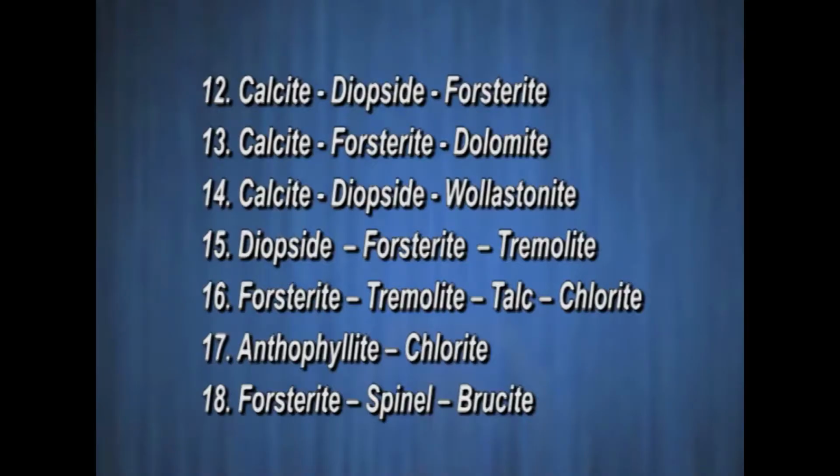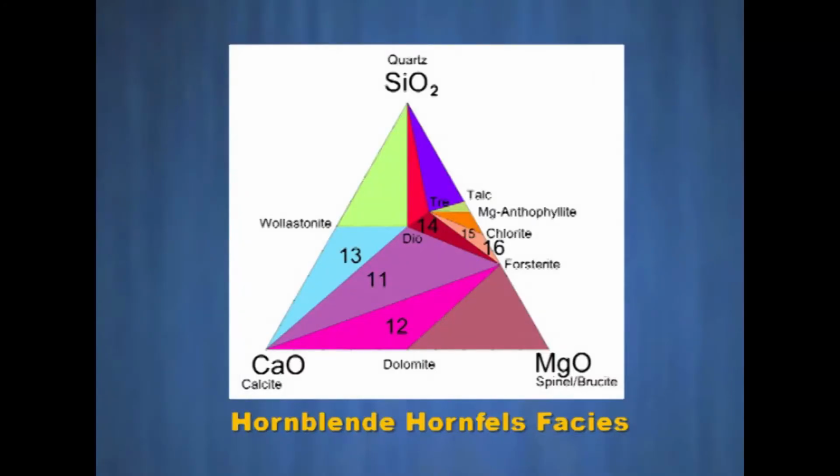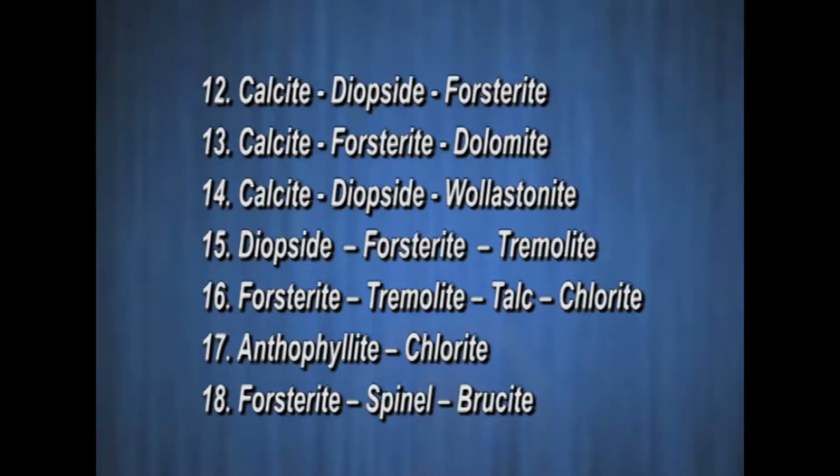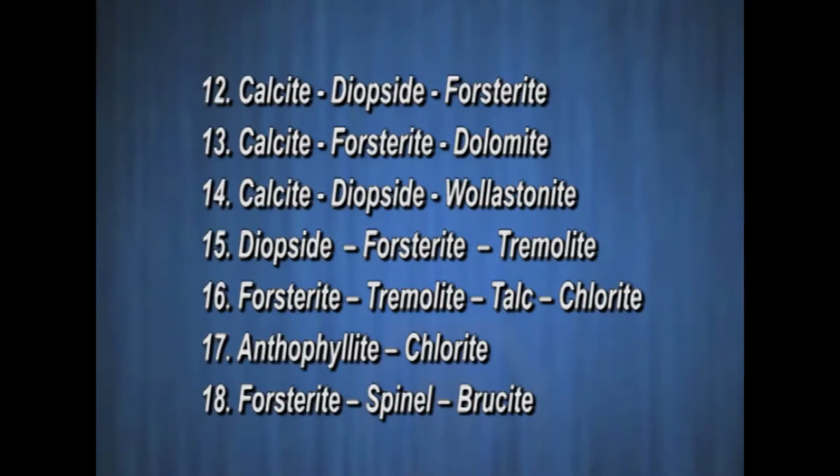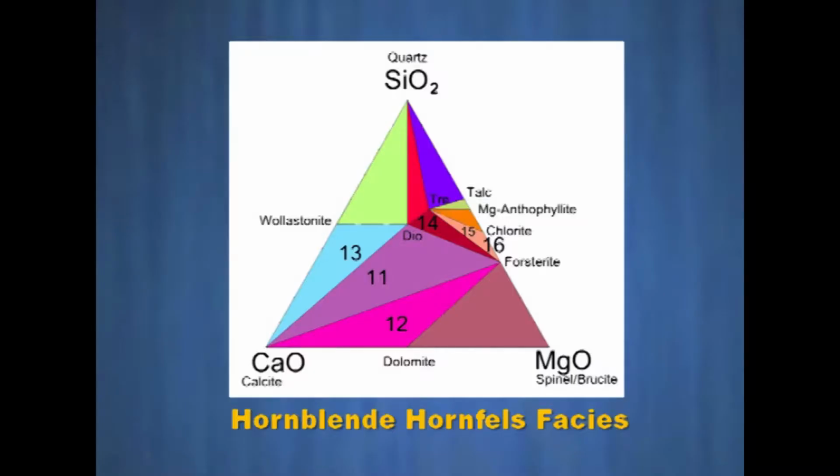Now, next important assemblages are silica deficient assemblages, which are calcite, diopside, phosphorite; calcite, phosphorite, dolomite; and calcite, diopside, wollastonite only at maximum temperature of this facies; and diopside, phosphorite, tremolite; phosphorite, tremolite, talc, chlorite; anthophyllite, chlorite; and phosphorite, spinel, brucite.